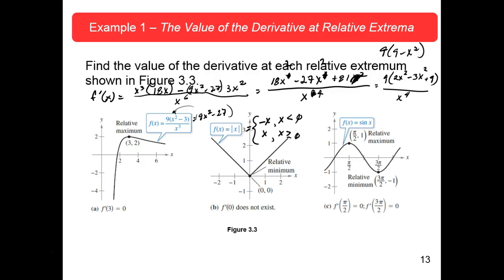What's your cosine of 3 halves pi? 0. So here on this one, because this is a smooth, continuous function, it has the derivative f prime at pi halves is 0, and f prime at 3 halves pi is 0. So your derivatives are 0 on smooth curves. On non-smooth curves, the derivative doesn't exist. Okay? So that's your relative max here, your relative min there. Okay? All right.